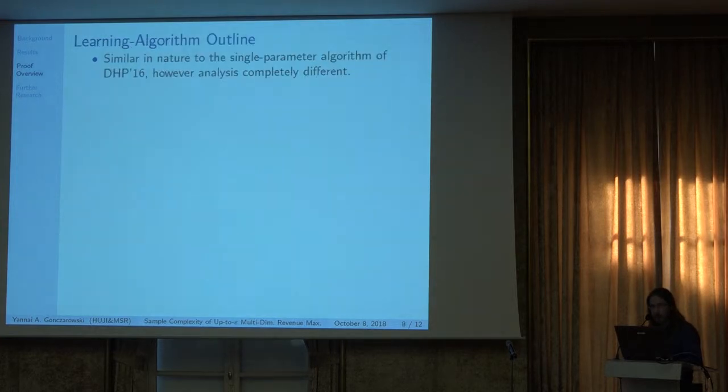So our learning algorithm is going to look similar in nature to the single parameter algorithm of Devanur et al. from Stoc-Texin, but our analysis is going to be completely different. So we're going to start with the samples. Each sample is n times m values, each of them sampled from bidder i's distribution for good j. So we have n times m bidder-good combinations.